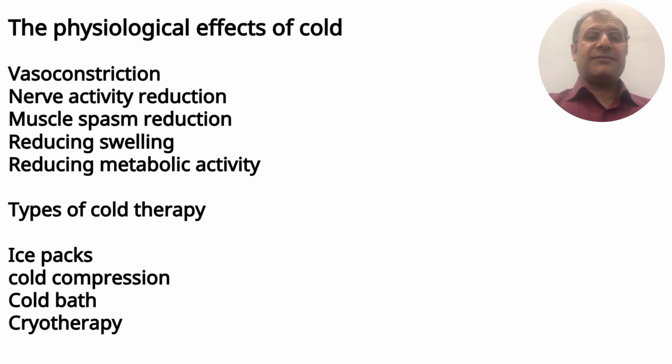Ice packs. Ice packs are commonly used to reduce swelling and numb pain in acute injuries like sprains or strains. They are typically applied for 15-20 minutes at a time to avoid tissue damage. Cold compresses. Cold compresses are similar to ice packs but are often softer and more flexible, making them suitable for areas with uneven surfaces. They are also used to reduce inflammation and pain.